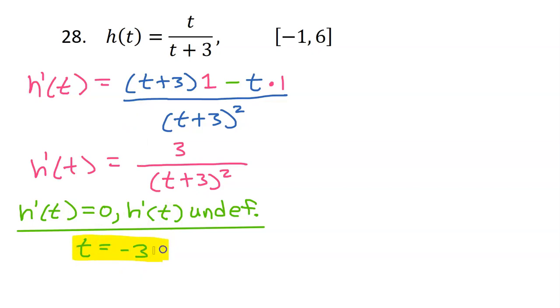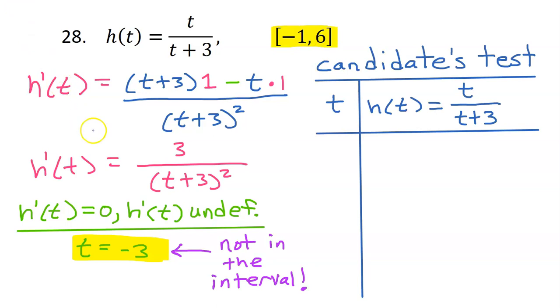It's time to make our candidates test using this critical number and the x values from the endpoints of the interval. Wait, I just realized something. When I went to write down my candidates in order, I realized that t equals -3 is not in the interval between -1 and 6. So this will not be a candidate. So the only two candidates will be the endpoints, -1 and 6.